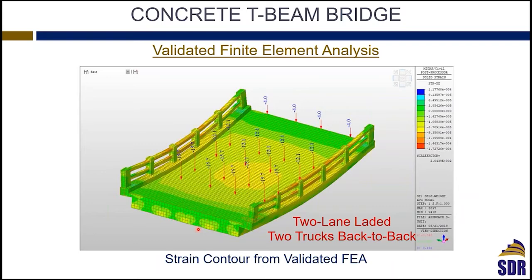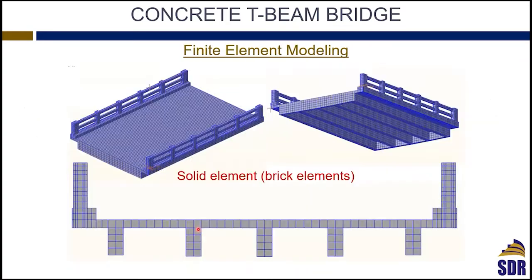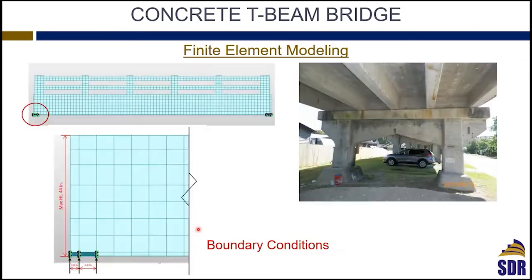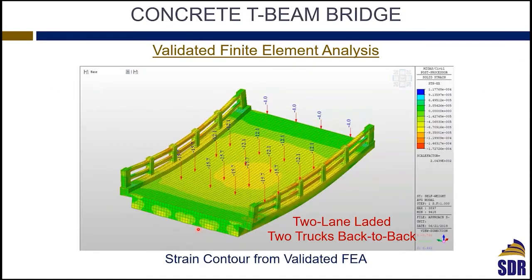Just to show you the strain contour, you can see how the bridge is bending under the 2-lane loaded, 2 trucks back to back. So we're actually putting 4 trucks on the bridge. I don't know if you have the picture of the trucks on the bridge. No, not here, but we had 4 trucks sitting on the top of the bridge under the 2-lane loaded and 2 trucks back to back.